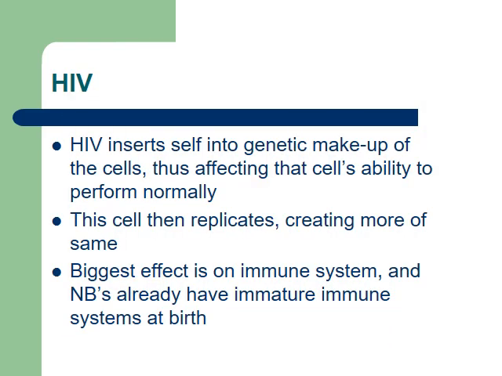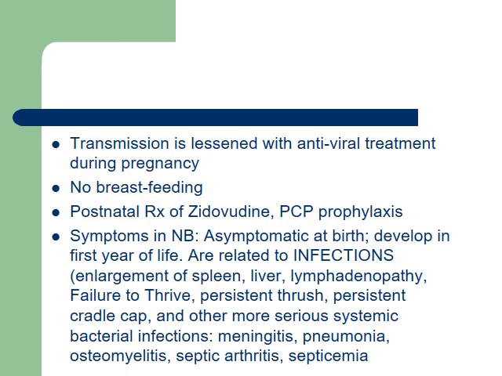All right, HIV inserts itself into the genetic makeup of the cells, thus affecting that cell's ability to perform normally. Then this cell replicates and creates more of the same. So it's one of those that just generates itself. Once it's there, it just keeps on going. The biggest effect is on the immune system, and newborns already have an immature immune system at birth.